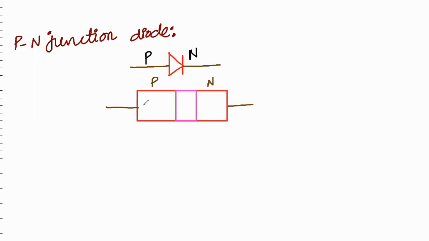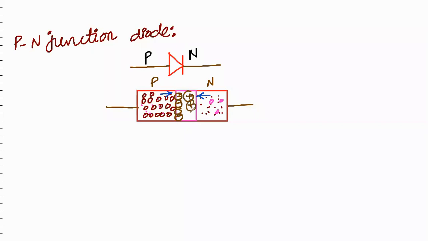In the p region, the majority charge carriers are the holes. In the n region, the majority charge carriers are the electrons. Here also electrons will be there, and here also holes will be there, but in small numbers. Even though there is no external battery connected, due to the high concentration of holes at the p side, they are urged to move towards the n region. And due to the high concentration of electrons on the n side, they are urged to move towards the p region. As a result, the middle layer becomes free from mobile charge carriers.